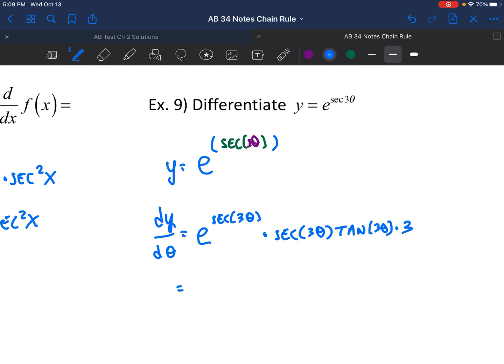Just rewriting it, I like to put my coefficients, my constants, first. We've got 3 secant 3 theta tangent 3 theta multiplied by e to the secant of 3 theta. There you go. Chain rule.